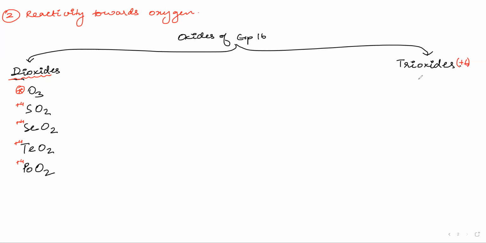There will be no trioxides for oxygen because +6 oxidation state is not possible. But we can have for sulfur, that is SO3. Similarly, SeO3, and we will have TeO3. Again, we will not have for polonium because of inert pair effect, and also because it is very reactive. So please complete this line. Just give a star mark here, because we will be learning about ozone as a separate topic.